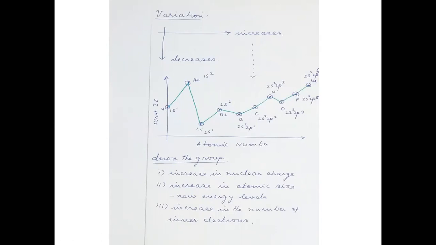So when you move down the group, there is increase in the nuclear charge, there is increase in the atomic size because of the introduction of new energy levels, but increase in the number of inner electrons is also there. Therefore, the combined effect of all these three things will result in one thing, that the ionization energy decreases down the group. So that is the thing. It decreases down the group. So with this, I think I have shared everything pertaining to ionization potential.